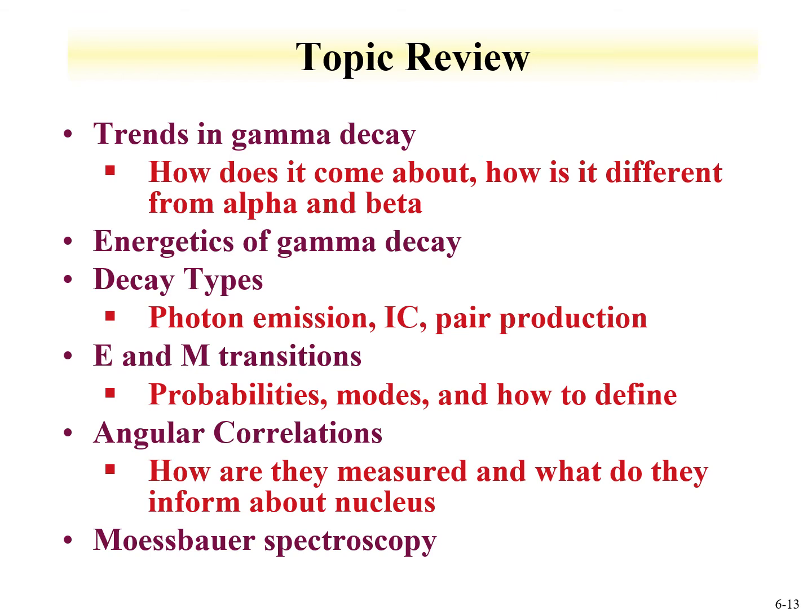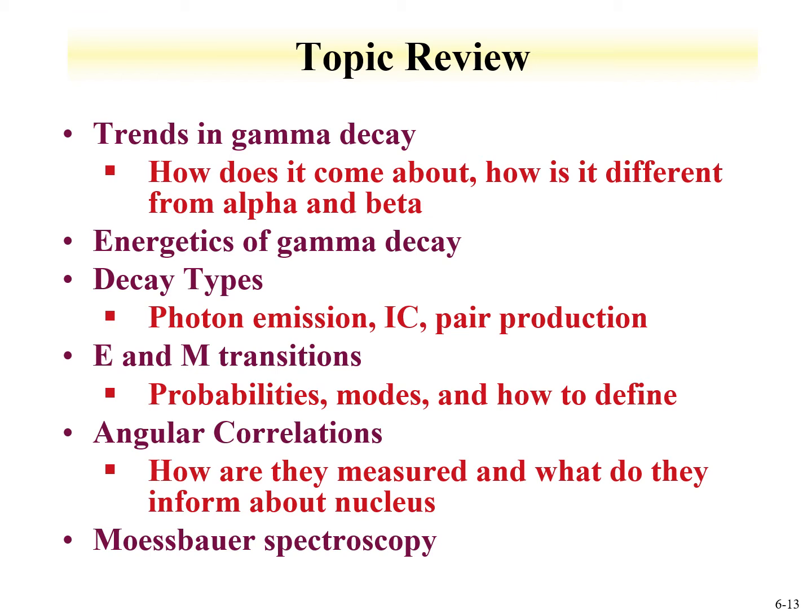So with lecture 6 on gamma decay, we've covered a number of different aspects of gamma spectroscopy and gamma emission. There's a number of areas that were fairly in-depth, but some of the concepts and ideas that you should take from this lecture include trends in gamma decay. How does it come about? How is it different from alpha and beta?